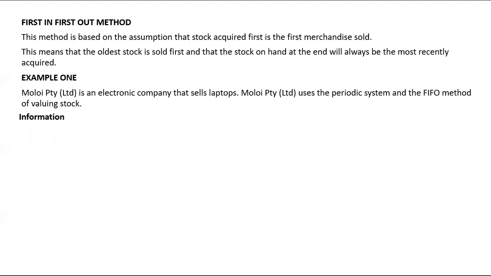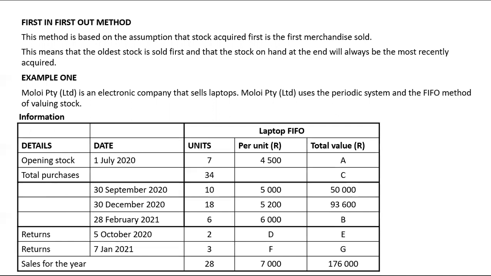Now let us look at the information they've got here. You're going to start by calculating A, which is simply the cost price. The opening stock on the 1st of July, which is the beginning of the financial year, was 7 units, and the cost price of each unit is 4,500. So if we want A, we'll just say 7 times 4,500. That will give us the value of A. And then we're going to calculate B. B will simply be 6,000 times 6.